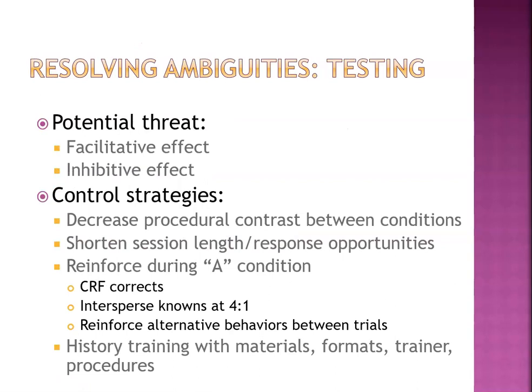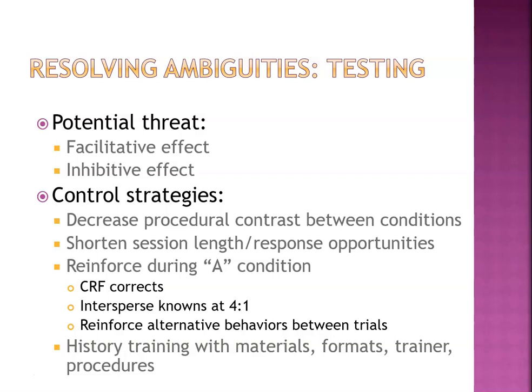In terms of testing as a threat to internal validity, it's possible because generally the multiple baseline or multiple probe design is used on academic skills because they aren't reversible behaviors. So it's possible testing could be a potential threat, meaning students will learn the answers through a facilitative effect, or they may be tired of repeated testing and it will have an inhibitive effect. But to control this, we want to decrease any procedural contrast between conditions, shorten the length of the sessions. We only want to reinforce alternative behaviors and not being correct or incorrect.